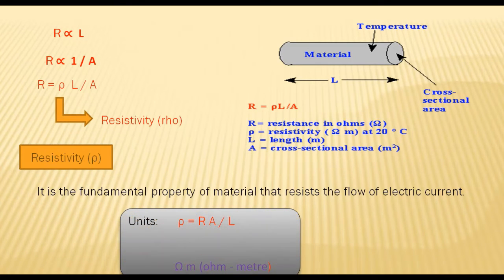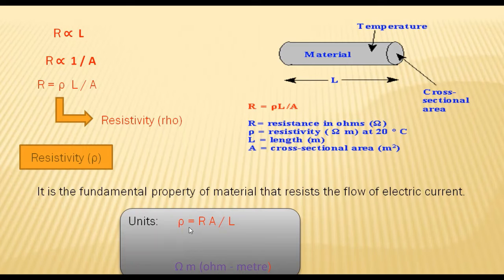Now let's look at the units of resistivity. If we derive the formula for resistivity from this equation, keep resistivity as it is. If L by A is transposed to the left-hand side, then what happens? Rho would be equal to resistance into area divided by L, because area is in the denominator, so when it is transposed it comes in the numerator, and length comes in the denominator. So you get rho is equal to resistance into area divided by length.